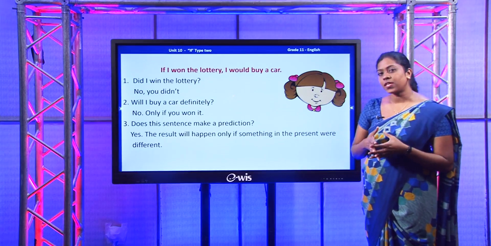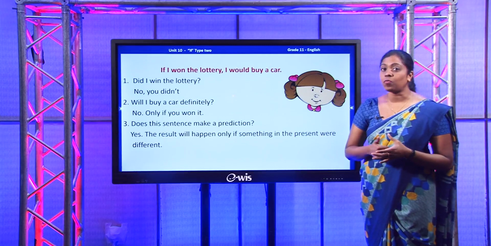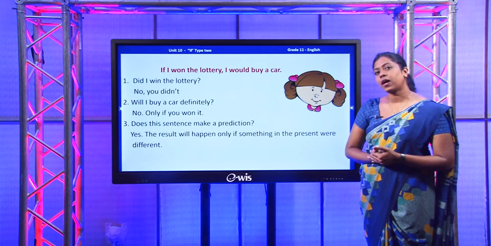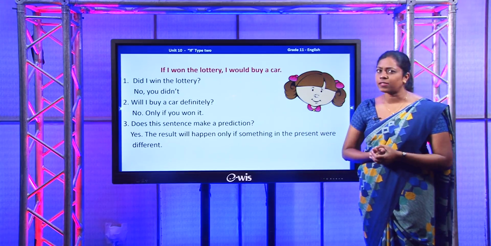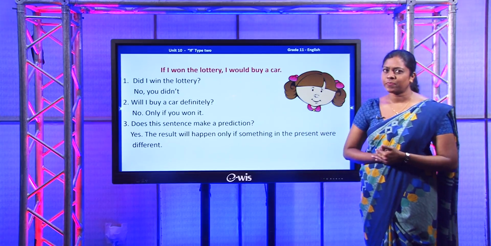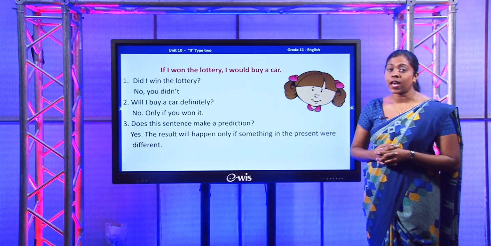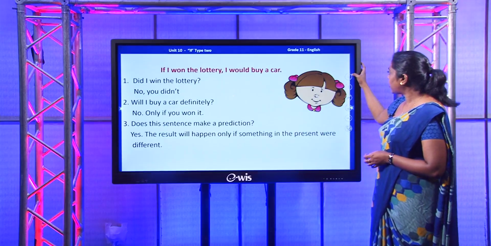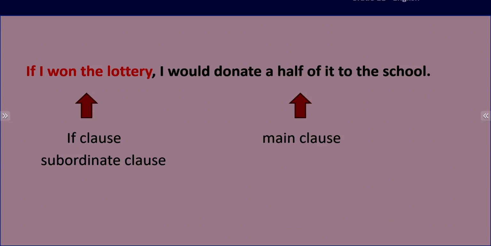But the situation is different. If I won the lottery, I have no clue, right? I would buy a car. So still it's in the air. It's like an imagination, right? I have not confirmed anything yet because I'm not in a position to do that, right? Because I know that there's less chance for this to happen, right? Okay, let's take a look at the other sentence as well.